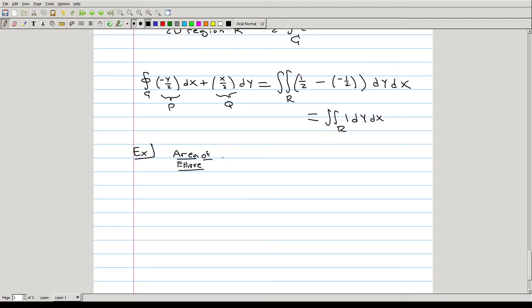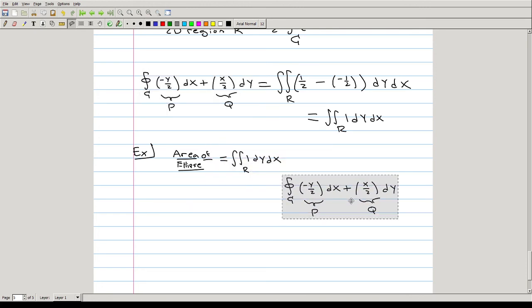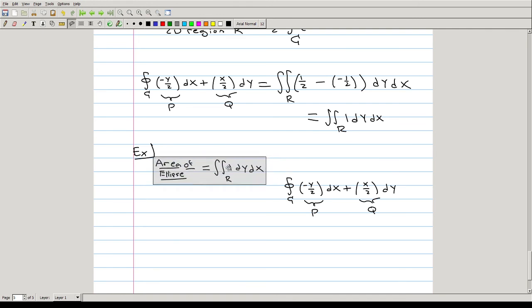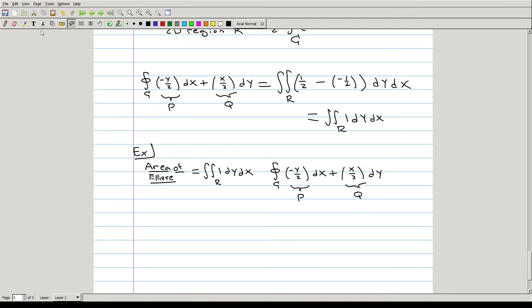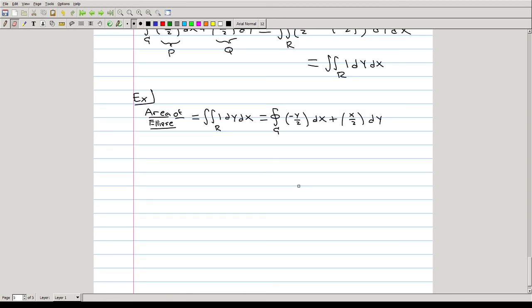So sure enough, we know that the area of the ellipse is going to be this double integral for the ellipse of 1 dy dx. And you can go through and evaluate that even in Cartesian coordinates if you really want to, but it's not very nice to do in Cartesian coordinates. It's much nicer to do in elliptical coordinates. However, I think it's even nicer to do using this formula that we've just derived in terms of just this line integral. So a single variable integral will give us the area of this ellipse.